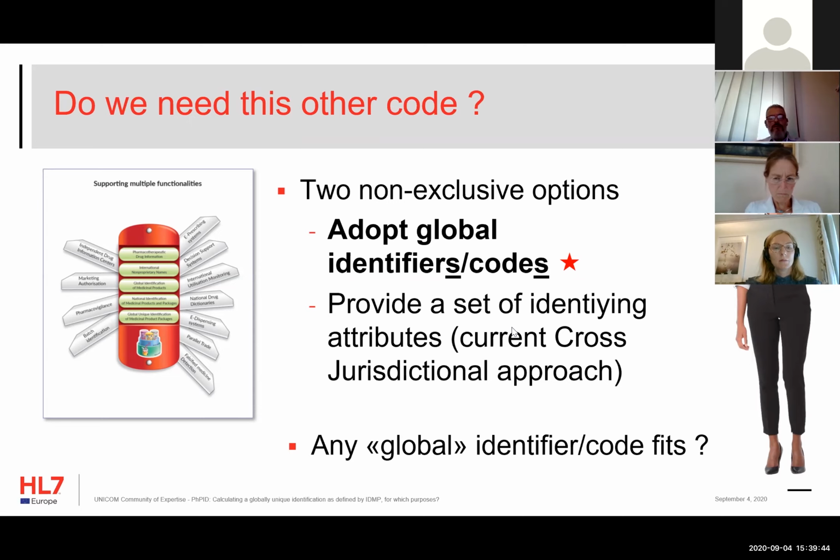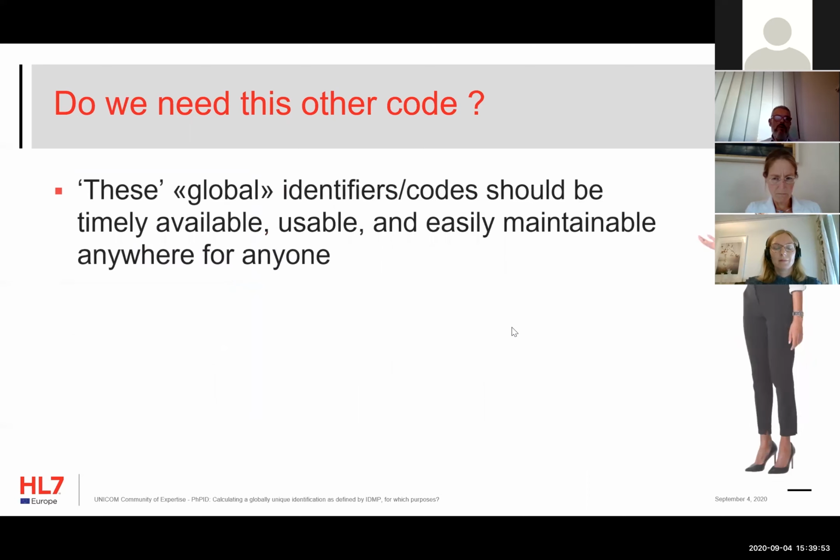Is any global identifier fit for that purpose, or should we have identifiers with some specific characteristics? If we would like to have a useful global identifier that fulfills the objective we have described before, we need an identifier that is timely available, meaning that we cannot have a code or identifier that is available 6 months or 1 year after the product has been released on the market.